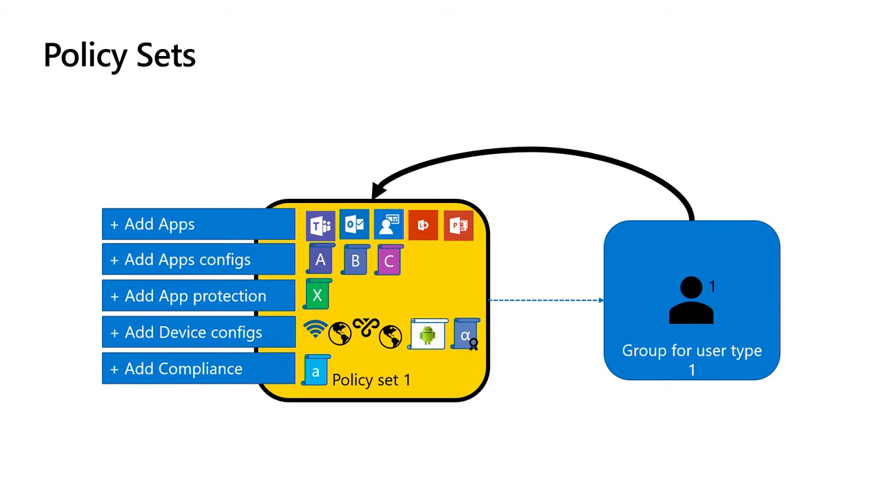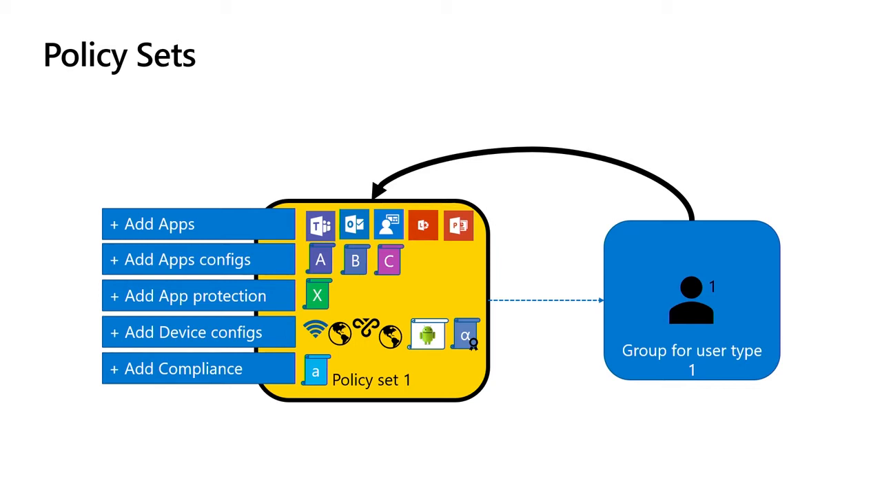So policy set is a new construct within the Intune console that allows you, in one unified guided experience, to say, hey, I just want to get a lot of stuff. Here's the tab for apps, add these apps. Here's the tab for app configs, add these app configs. Here's the tab for app protection, device settings, compliance policies. And then I just add one assignment action on the policy set itself, and the policy set automatically handles making sure all those resources get assigned to those groups.